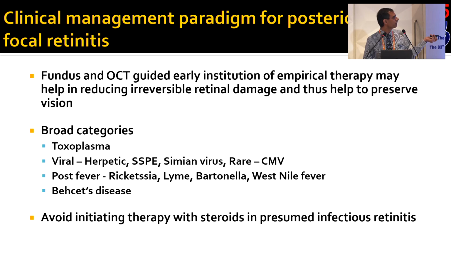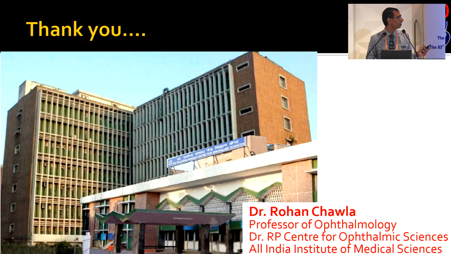So the broad categories: first I would say toxoplasma, everyone should know what it is. Second, there is a flat plaque-like lesion, it could be viral. Third, if a history of fever is there, a history of rash is there, or you are seeing something like multiple cotton wool spots with inflammation in the eye, it comes in this category. Or rarely, yes, do not miss out the other histories of oral ulcers or some other signs like a hypopyon uveitis. It could be Behçet's disease. But whatever it is, when you think it is retinitis, please avoid initiating therapy with steroids. Start one of the anti-infectives first, and then after a few days go on to add steroids. Thank you. Thank you so much.